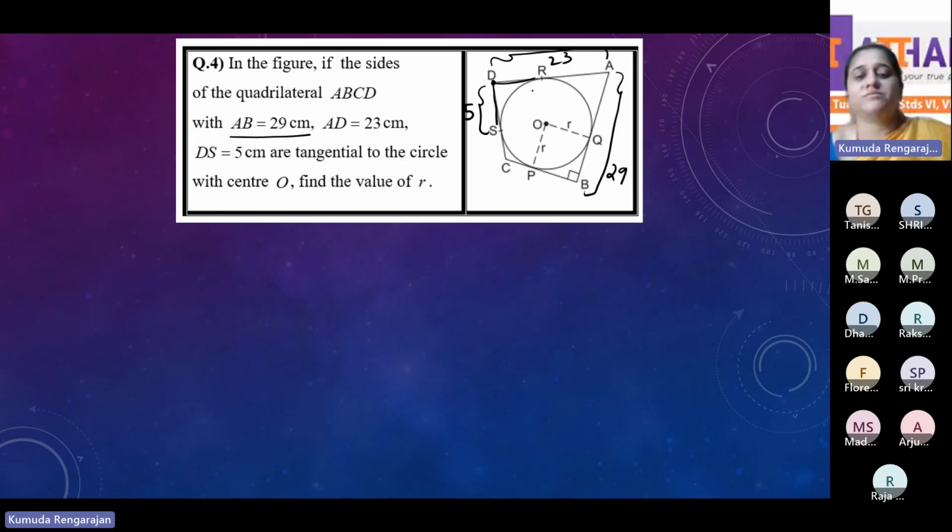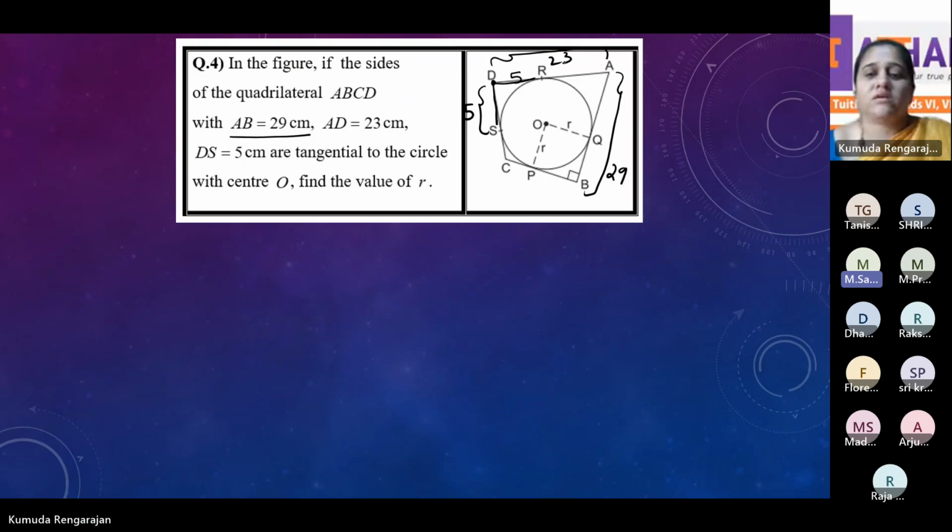What is the reason? Why is DS equal to DR? Tangents from the same external point to the circle are equal. So DS is equal to DR. Since DS is 5 centimeters, DR is also 5 centimeters. Then how much is AR, children? If this is 5, how much is AR?